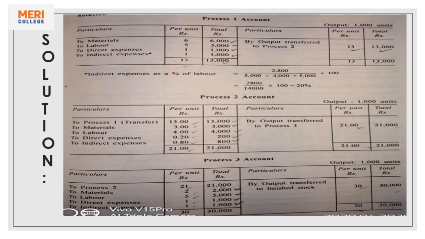This will be brought forward here. And similarly, we have a total of 21,000 here, which will be carried forward to process 3, right? And we have the balancing output to be transferred as finished goods, amounting to 30,000 as a final cost, the total cost incurred on production, right?